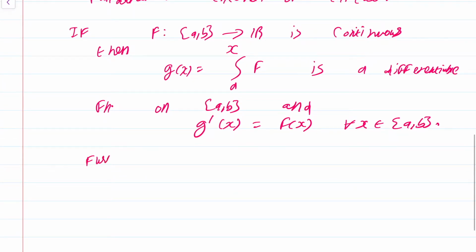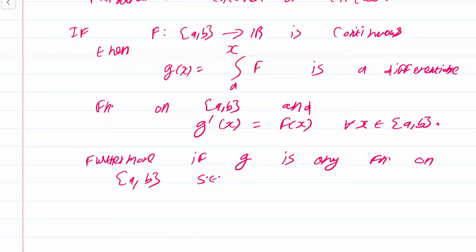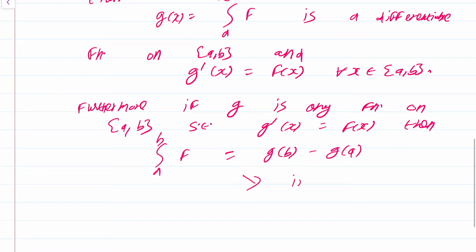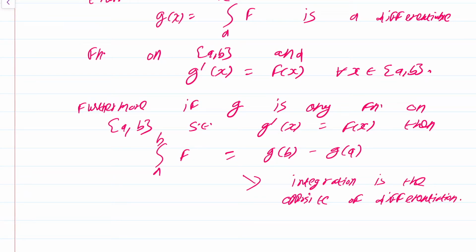Furthermore, if g is any function on the closed interval AB such that g prime of x is equal to f of x, then the integral from a to b of f is nothing but g of b minus g of a. So what this says is integration is the opposite of differentiation. So if you start with a continuous function, take any antiderivative, that is a function g such that g prime of x equals f of x, then integrating f from a to b is reduced to finding the function g and then just substituting the limits to get g of b minus g of a.